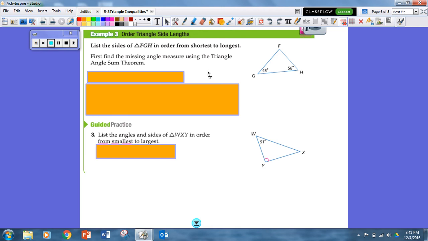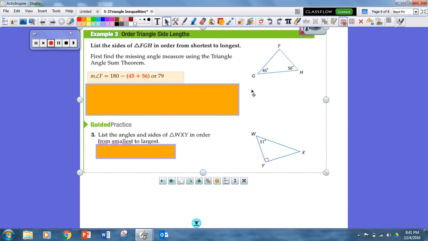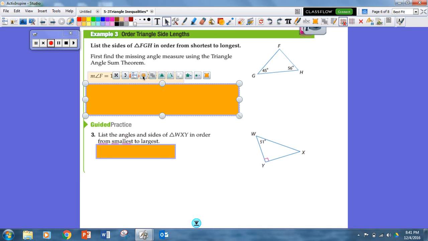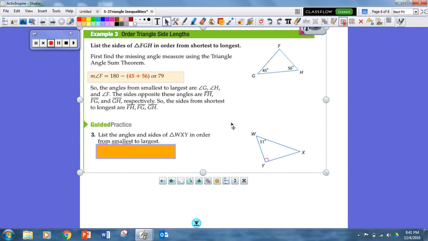If I want to list the sides of triangle FGH in order from shortest to longest, I have to first of all find the missing angle F. I do this by knowing the fact that the angles of a triangle add up to be 180 degrees. Therefore, angle F is 79. So since angle F is our largest angle, the largest side is GH, and the smallest side is FH since it's opposite the smallest angle. So in order from shortest to longest, it is FH, FG, and GH.